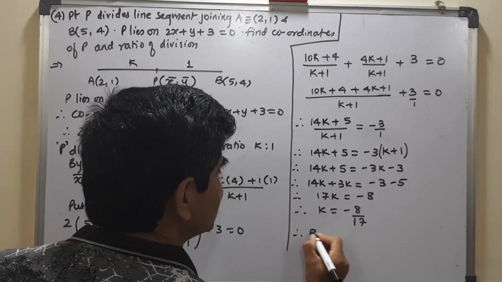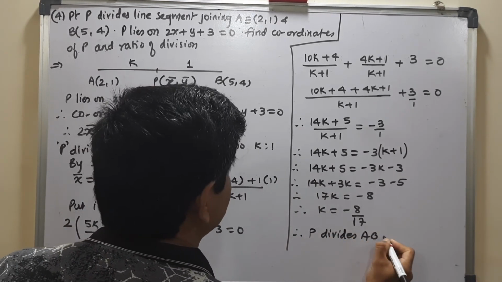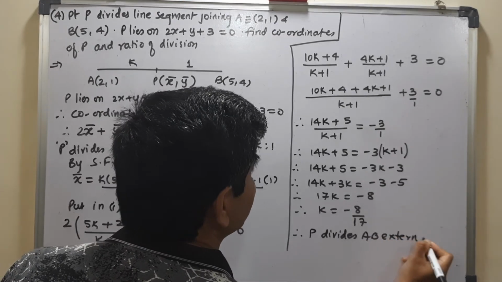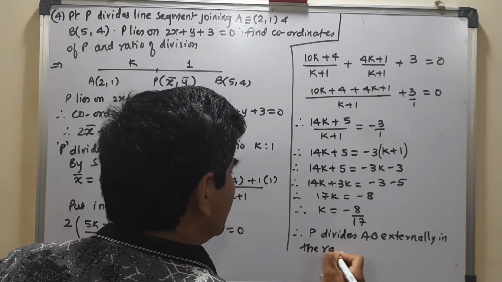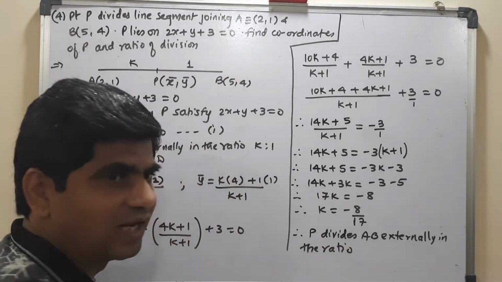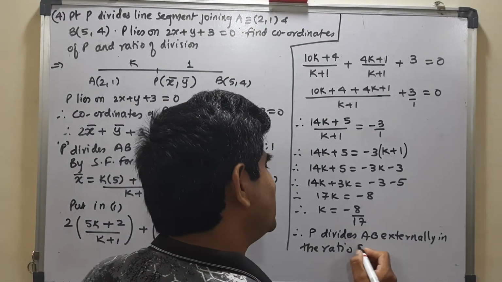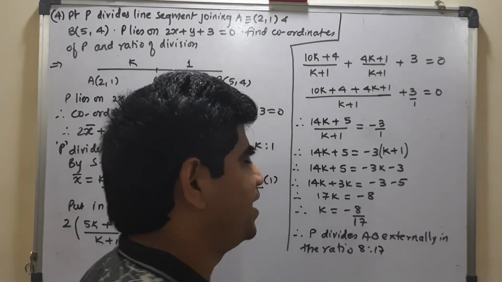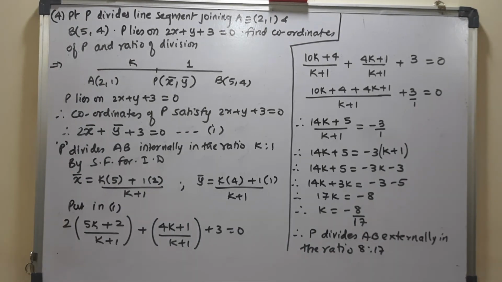So I will say here, therefore, this P divides AB externally in the ratio. When you write the word external, that time do not write that sign. In the ratio 8 is to 17. That minus sign indicates only external or internal division. Okay. Now you got the value of k as minus 8 by 17.